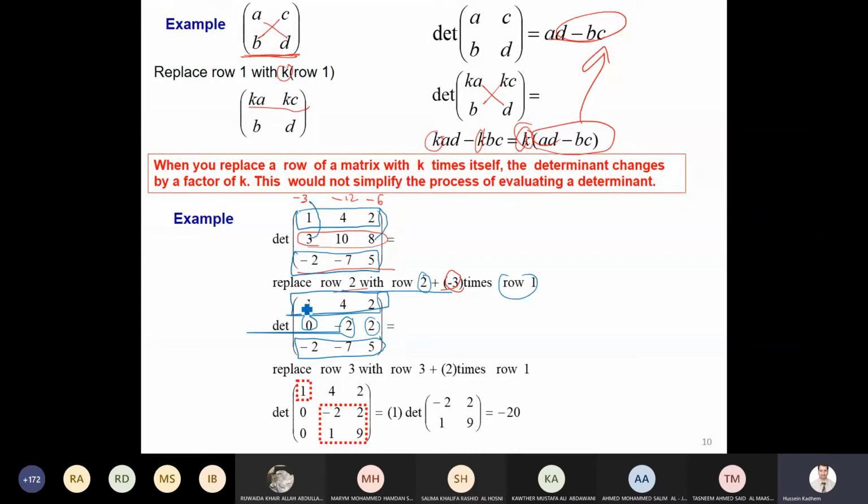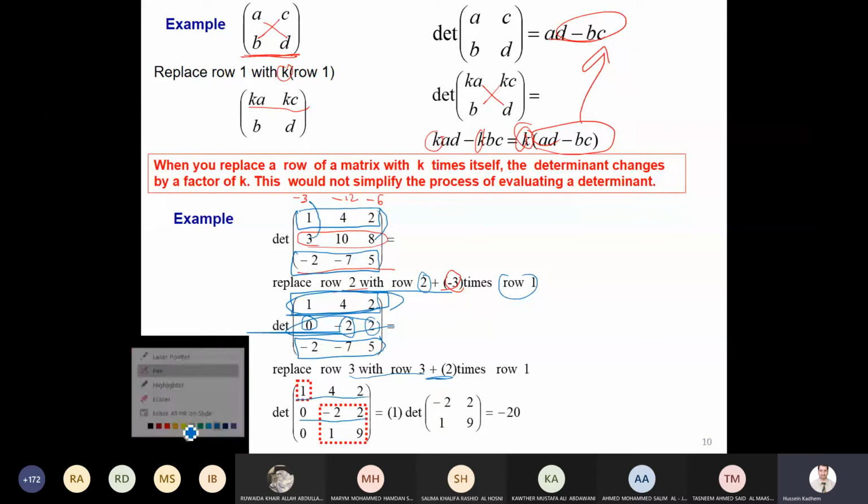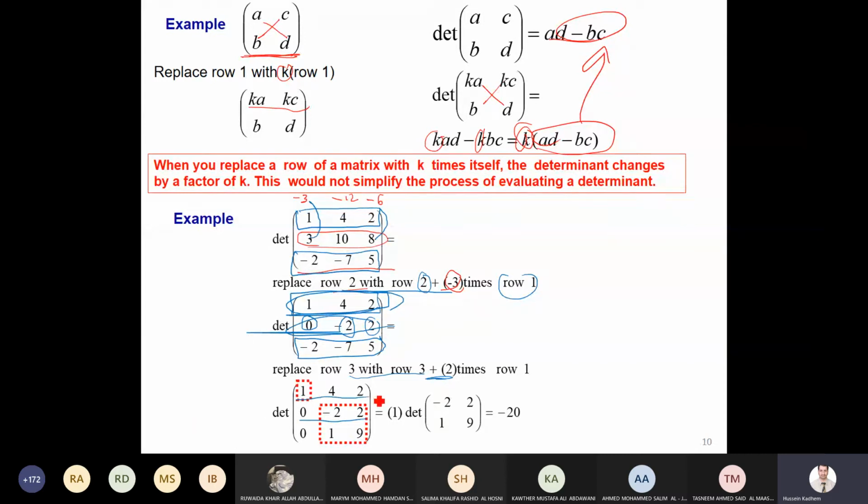Now next, I will change row number 3. When he told me change row number 3, it means keeping row number 1 and row number 2 without change, as you can see here. Only row number 3 will be changed. Okay, let me change the color here. Again red. Row number 3 will be row number 3 plus 2 times row number 1.